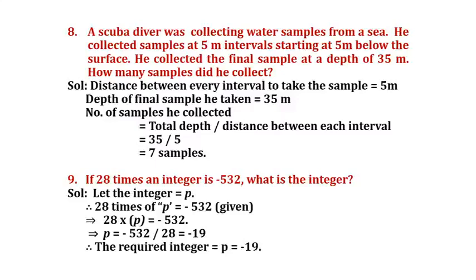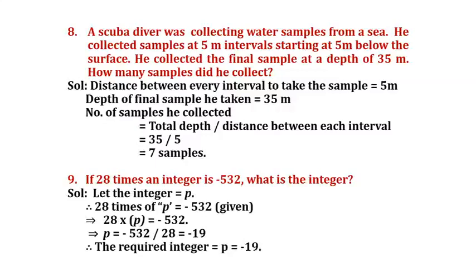So how many samples did he collect? You have to divide the total distance by each part of the distance he has taken. So 35 by 5 means you can find out how many samples he got. So 35 by 5 is 7 samples. So 1, 2, 3, 4, 5, 6, 7 samples he has taken.